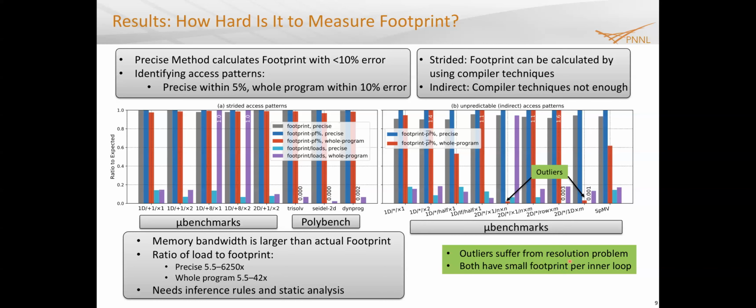Another thing that we wanted to focus on in here is the ratio of the footprint to the loads that we collected. You see the light blue as the precise and the purple as the whole program method. And you can see that all of them are under 20%. That means the memory bandwidth bit is way larger than the actual footprint. The ratio of the load to footprint for the precise method is between a factor of 5.5 and 6,000. And for the whole program, again, it's between a factor of 5.5 and 42.